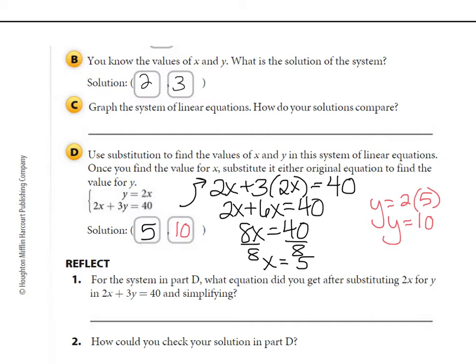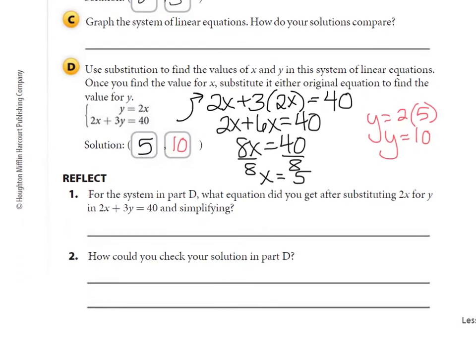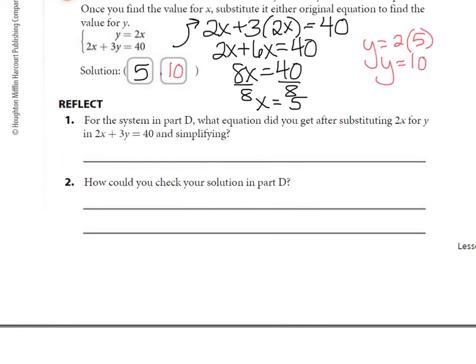Now we have some reflection questions. So go ahead, answer part 1 and 2, check with the neighbor, and then unpause this when you're ready to check your answers.